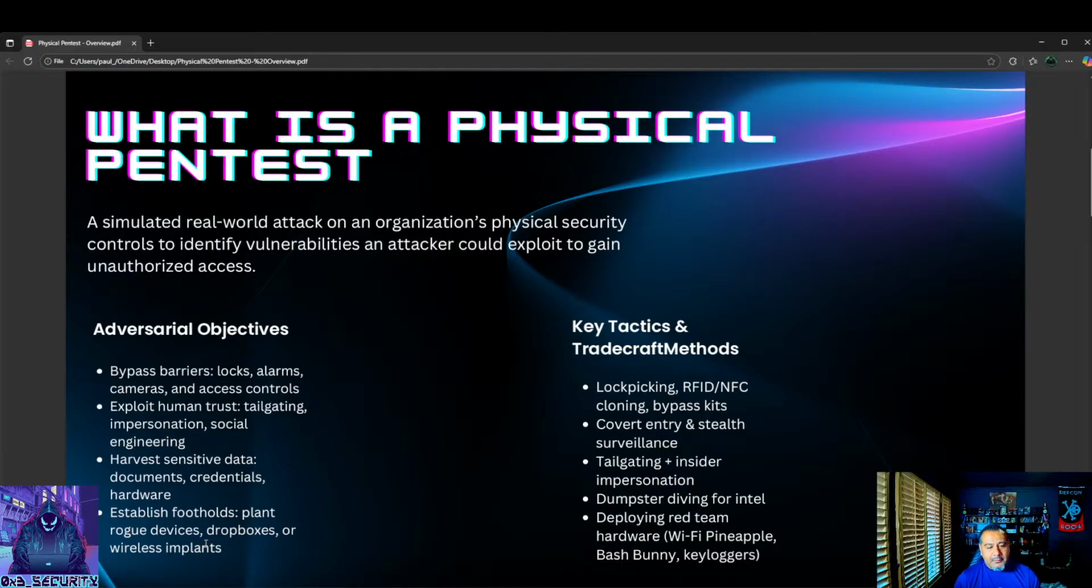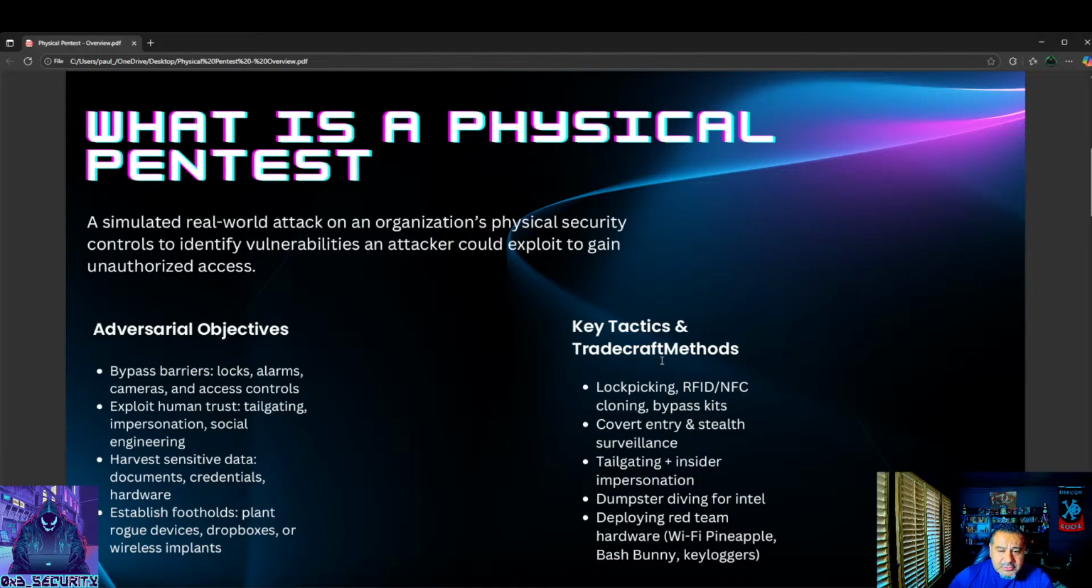Establish footholds, plant rogue devices, drop boxes, or wireless implants, all the way from a Wi-Fi Pineapple, all the way down to a Bash Bunny, Rubber Ducky. And nowadays we've got OMG cables, which are, I don't want to say not traceable, but to the naked eye, the average person is not even going to know what they are, because even to me, if I don't have my orange clip on it, they look just like the charging cable out of the box of an iPhone or an Android.